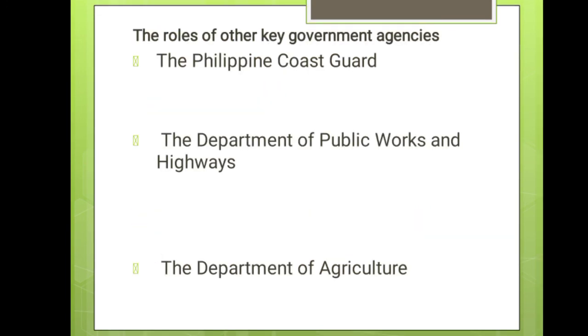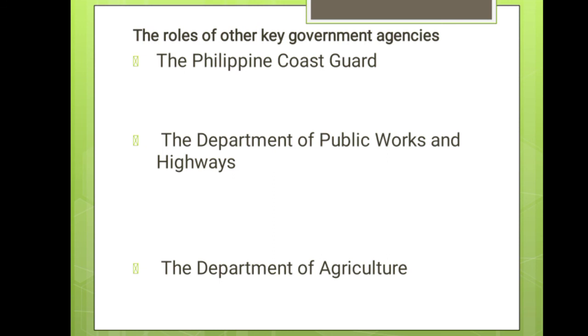The roles of other key government agencies are the Philippine Coast Guard. They should enforce water quality standards in marine waters, specifically from offshore sources. Next, the Department of Public Works and Highways, through its attached agencies, shall provide sewage and sanitation facilities and the efficient and safe collection, treatment, and disposal of sewage within their area of jurisdiction.